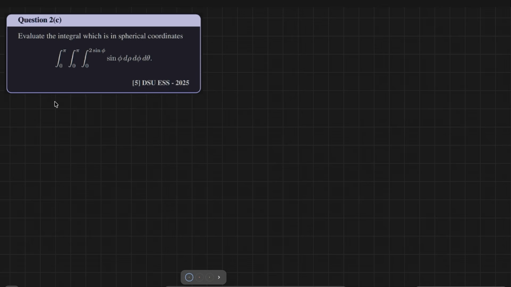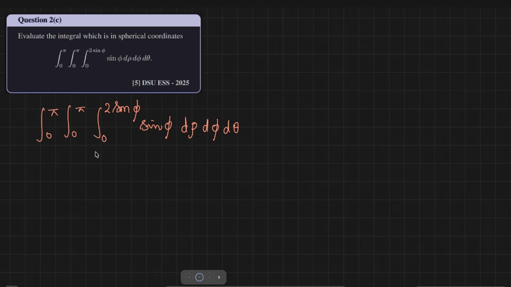Now the next question is 2C 2025. Evaluate the integral where spherical coordinates are given. It is given, so no worry to solve this. It is again a simple triple integral. To solve this triple integral, 0 to pi, 0 to pi, 0 to 2 sine phi, with sine phi, d rho d phi d theta. It means this is the limit of rho, the radius, this is angle phi, this is angle theta. You have to start with rho, then sine phi from 0 to pi.